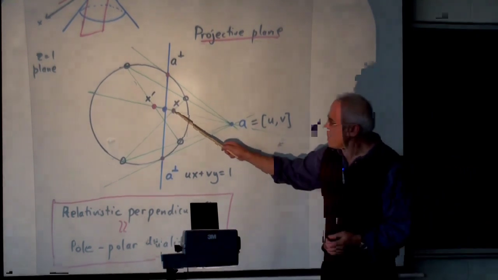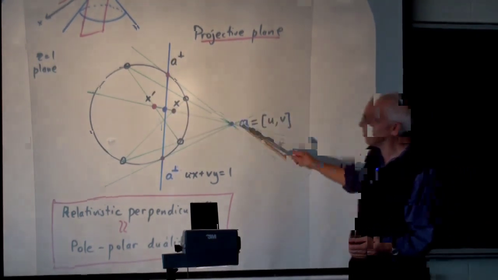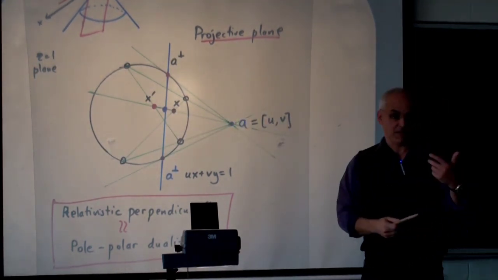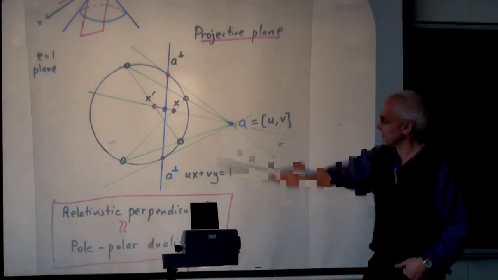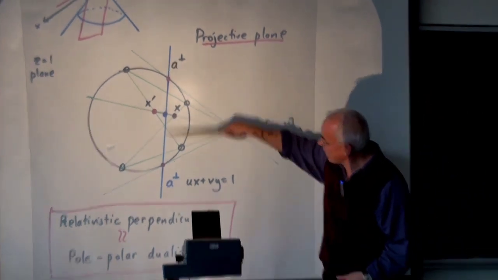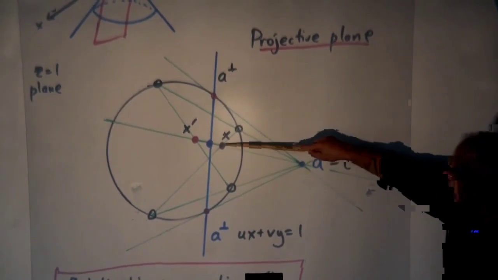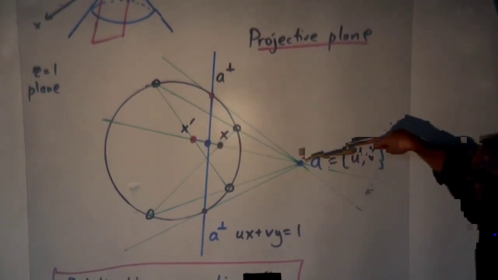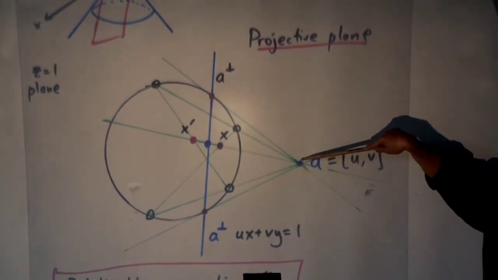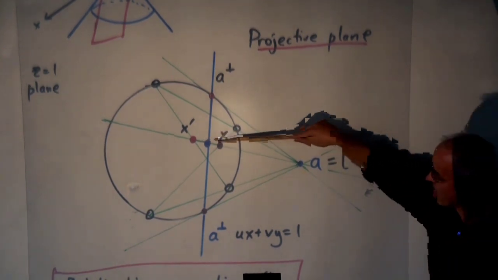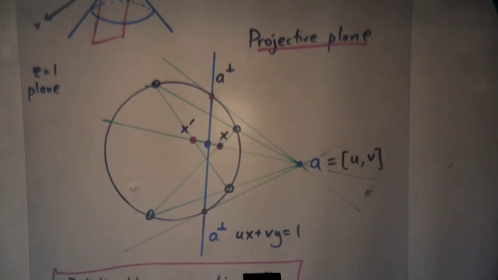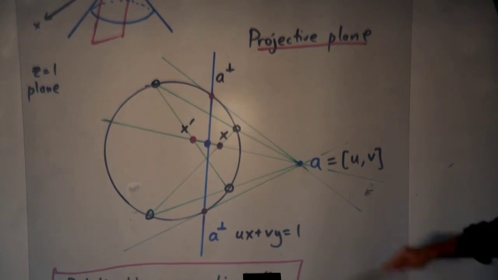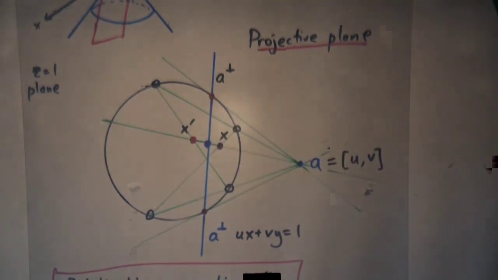And in terms of our reflection, the reflection in A perp or the reflection in A are the same in this projective picture. So to reflect X in this line, we find the harmonic conjugate of X with respect to these two points. So this and this are harmonic conjugates with respect to these two points. And because we're in one more dimension, we can use a straight edge to compute that in a nice way.